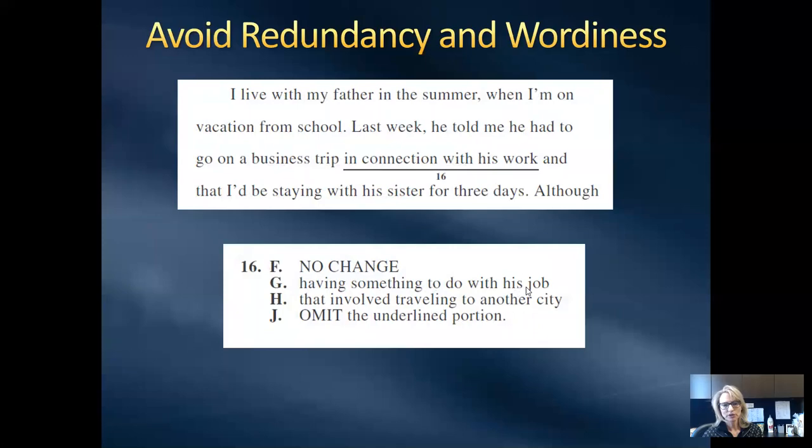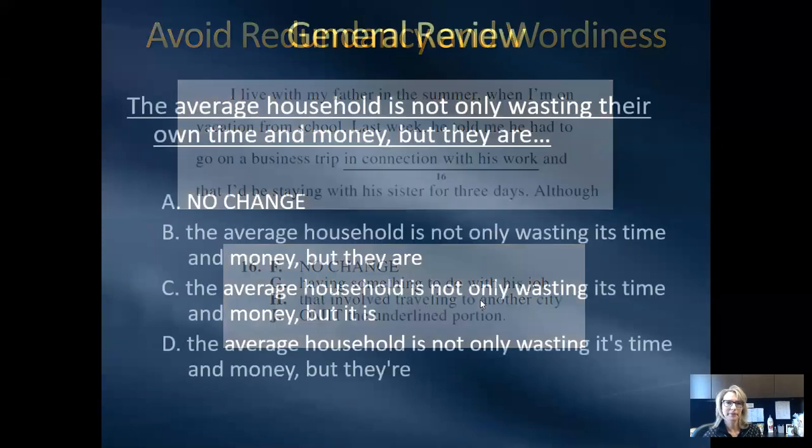Having something to do with his job, that's not any better. That's already implied in the word business. That involved traveling to another city, that's not needed because trip means you're going to another city. So the last option is omit the underlined portion, and that's what we should do because it's already conveyed in the short phrase business trip rather than in connection with his work. We don't need to repeat that.